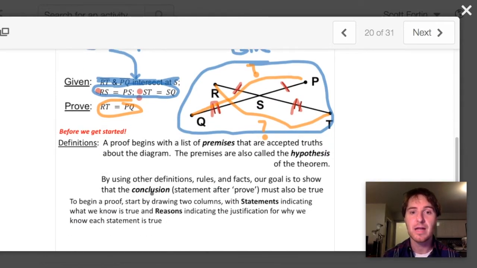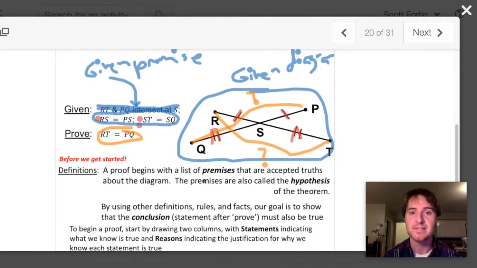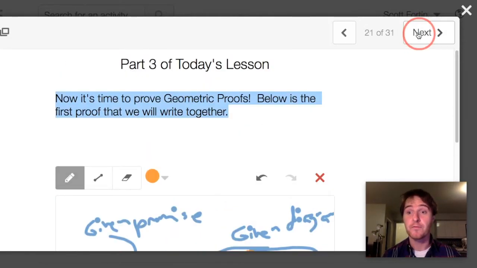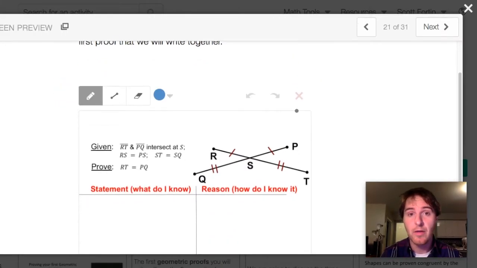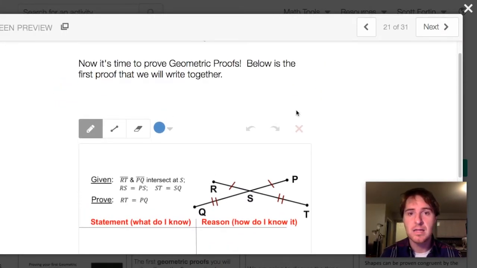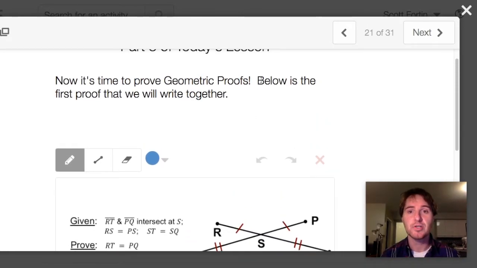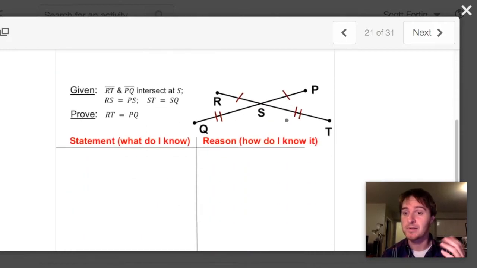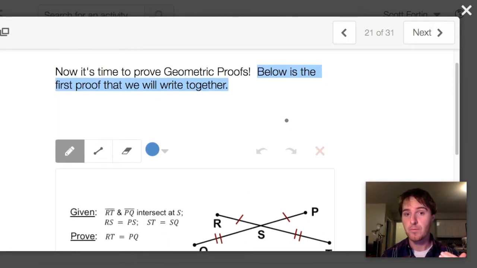I'm going to skip over a lot of these things here because this is all just a refresher, but hopefully you read it when you're looking at the slides. And let's go ahead and do our first geometry proof. It's not really that interesting of a one, but at least it'll be something we can do together. And we'll get to interesting ones later about all these crazy relationships that exist with shapes. So now it's time to prove geometric proofs. Below is the first proof we write together. Excellent. We've written other proofs, but this is finally a geometry proof when we write together.